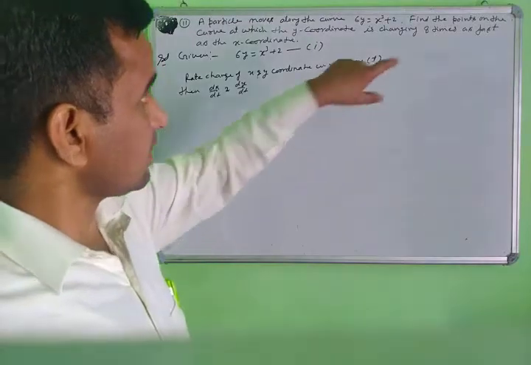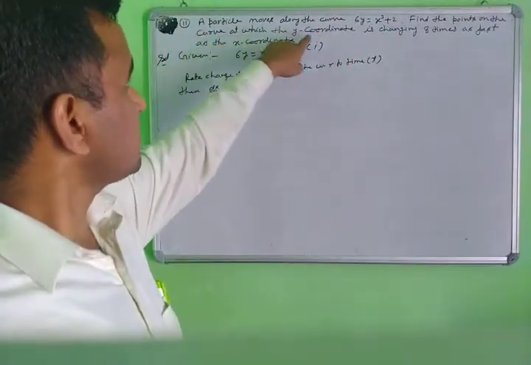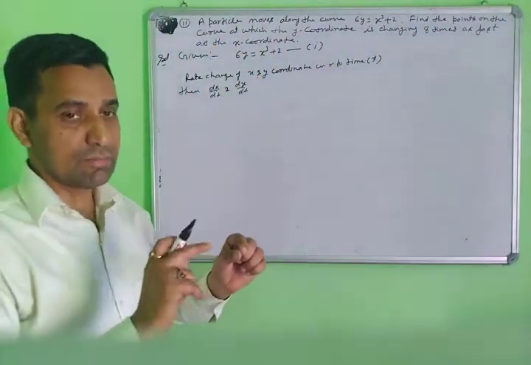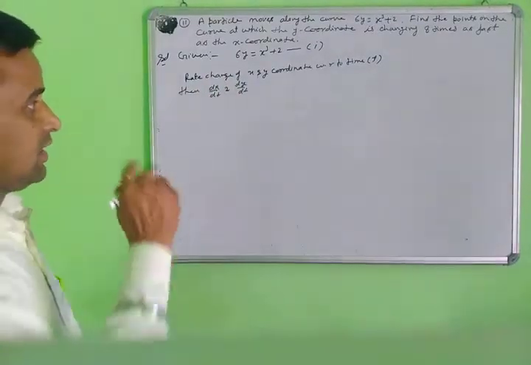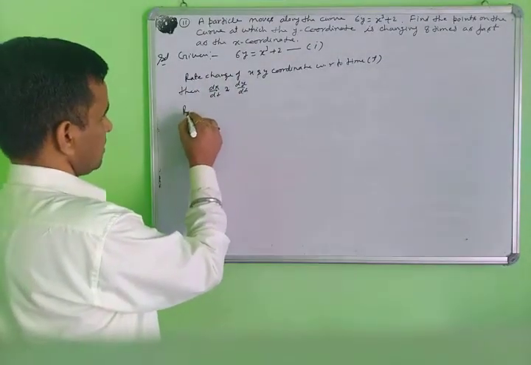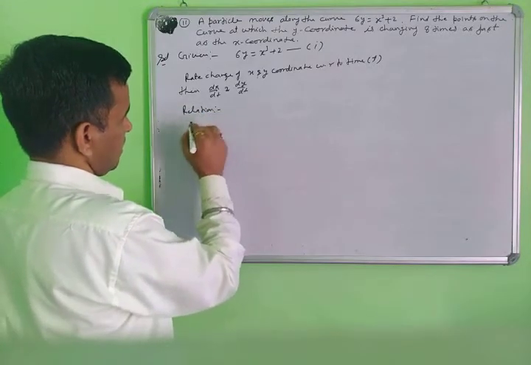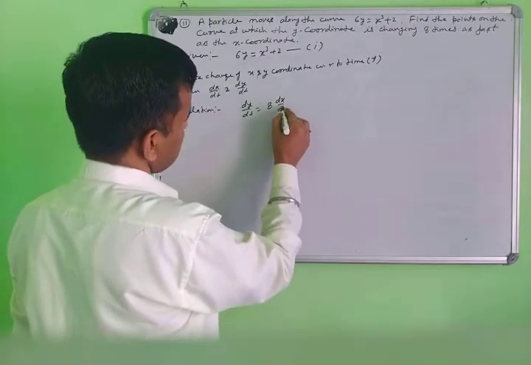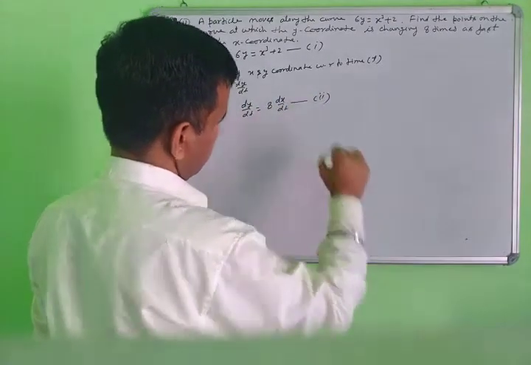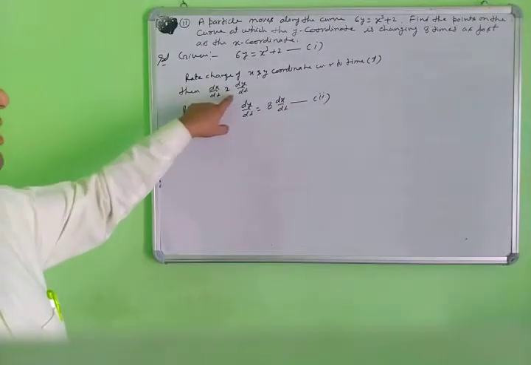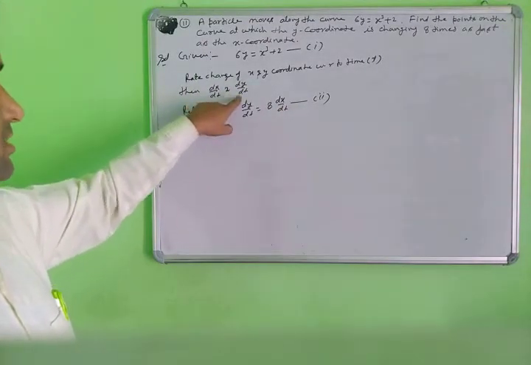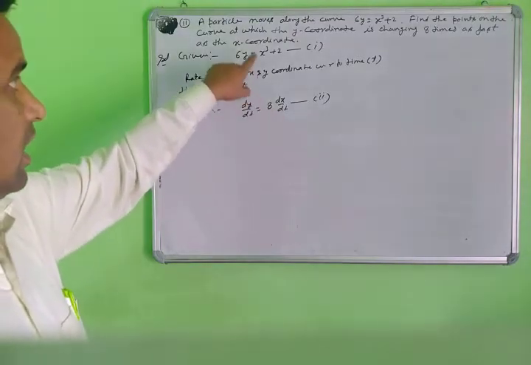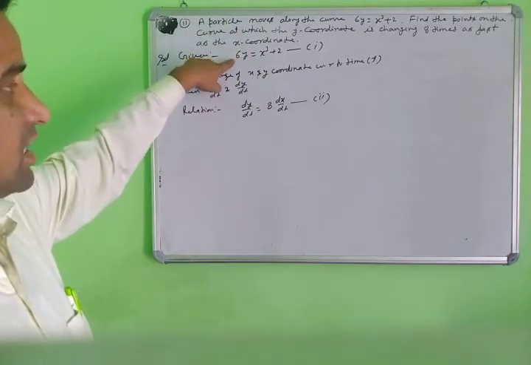Third, the given condition: the y coordinate is changing 8 times as fast as the x coordinate. The relation given here is dy over dt equals 8 times dx over dt. This is equation number 2. It is the relation between both moving coordinates. Now take the first equation and differentiate.